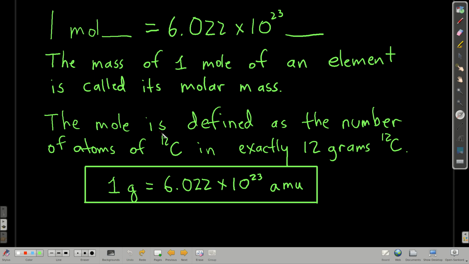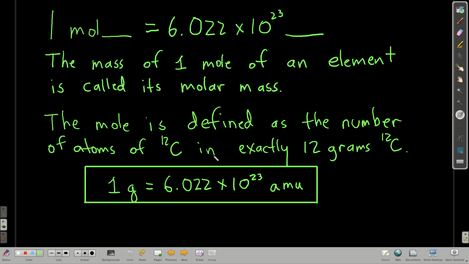Avogadro's number is defined as the number of atoms of carbon 12 in exactly 12 grams of pure carbon 12. So if we had exactly 12 grams of this one isotope and we could count how many atoms there were, it would be Avogadro's number. So obviously there's a lot more than 4 sig figs to it, but this is all we need to know. Make sure you memorize Avogadro's number to 4 sig figs.